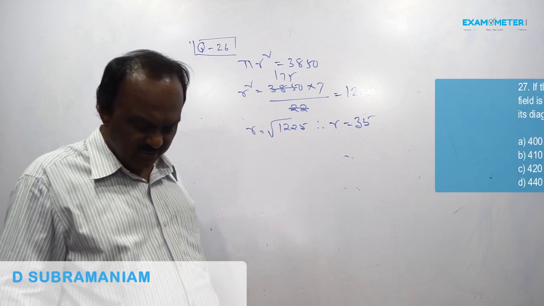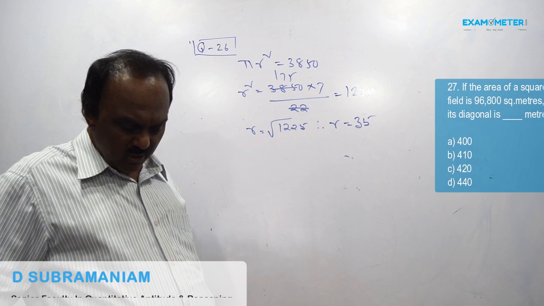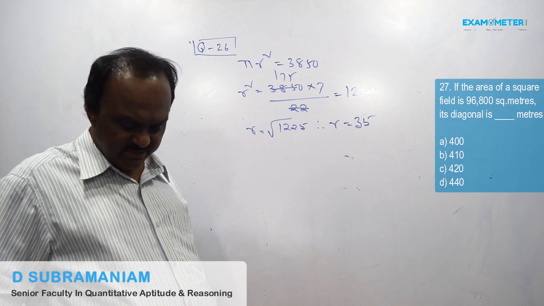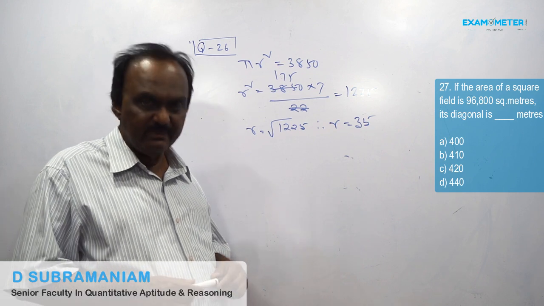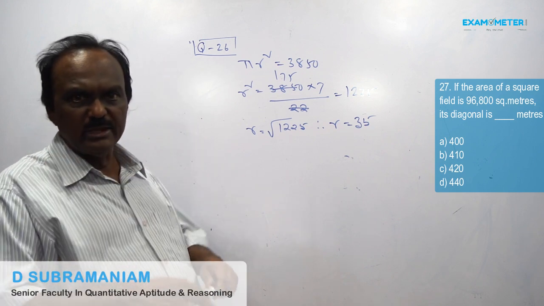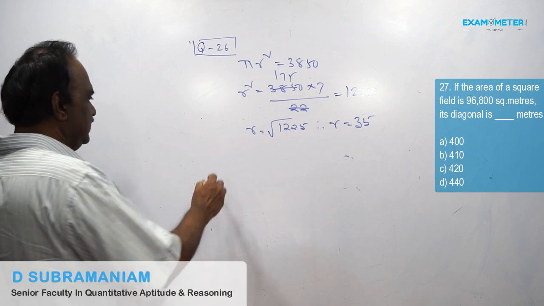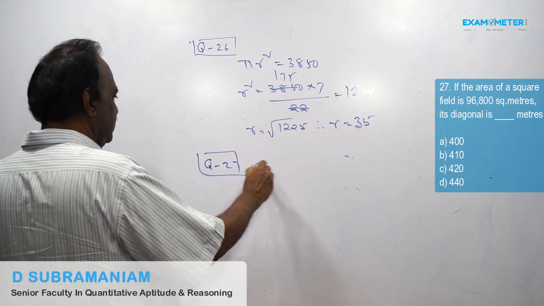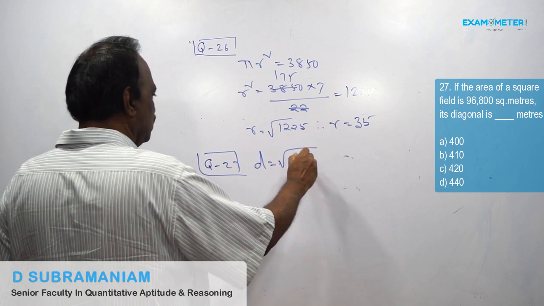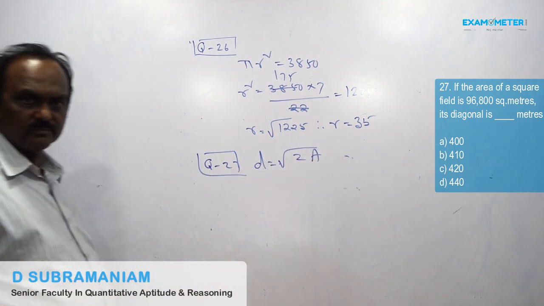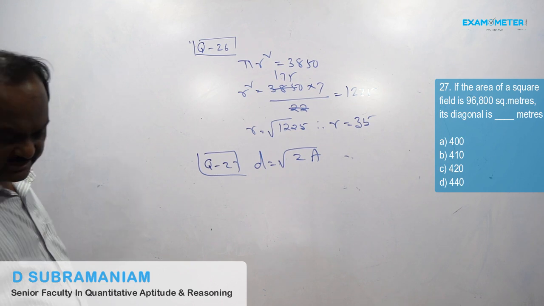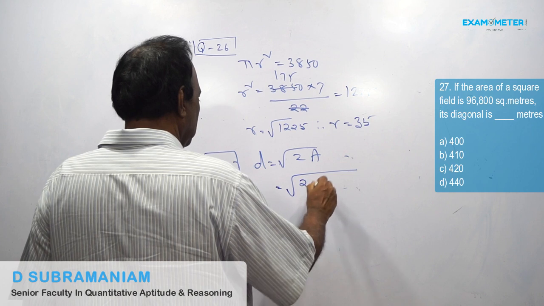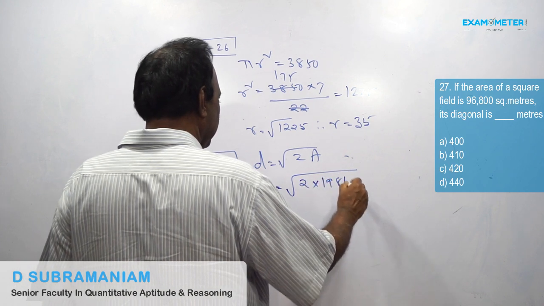Question number 27. If the area of a square field is 96,800 square meter, its diagonal is how many meters? This is similar to 14th problem. D is equal to root of 2 into area. This is 96,800. 2 into 96,800.